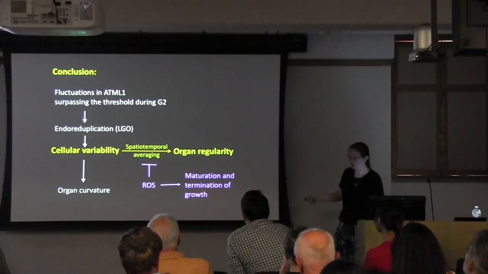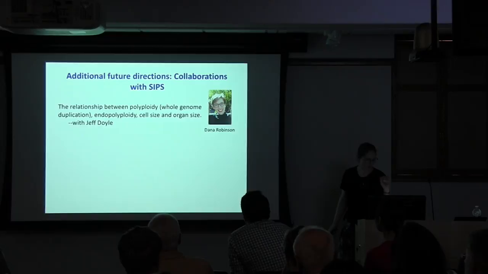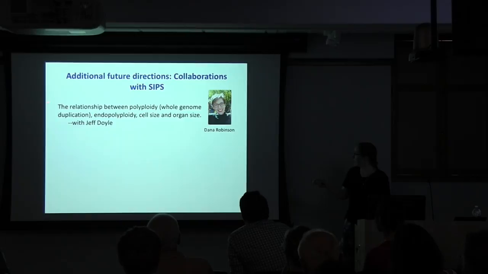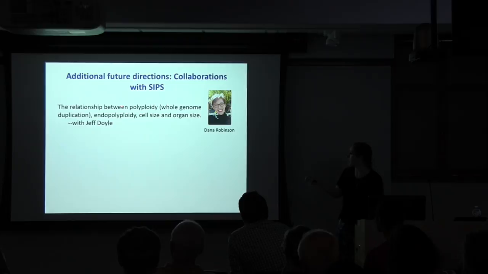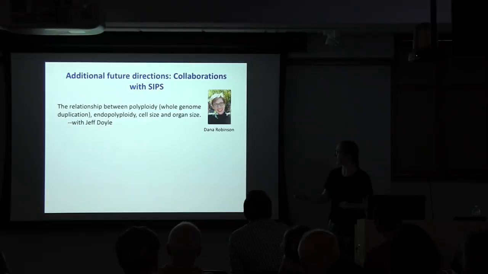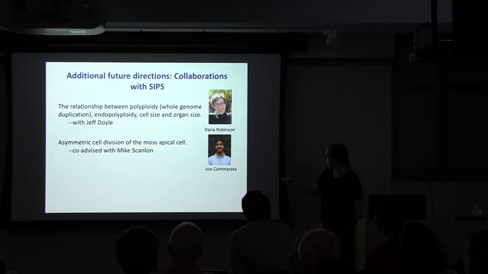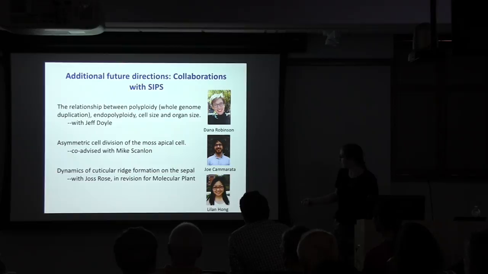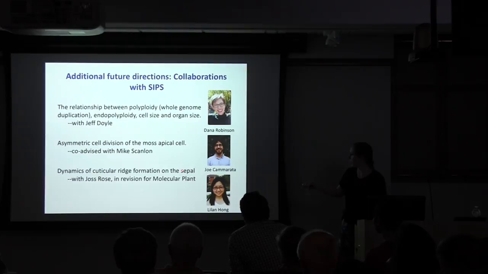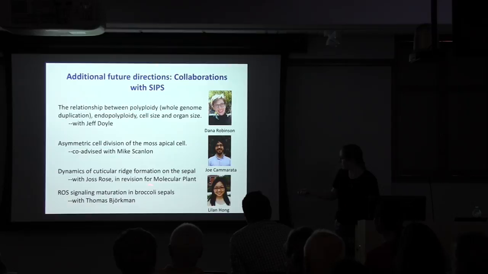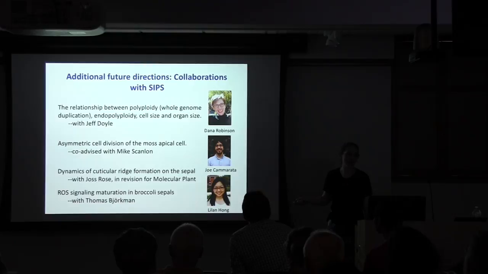I want to mention a few other collaborations going on with SIPs in future directions. And so Dana's also looking at the relationship between polyploidy with whole genome duplication and endopolyploidy and how that relates to cell size and organ size. And that's really an extension of our work in a new direction. And that's in collaboration with Jeff Doyle. And Joe is a joint graduate student with Mike Scanlon, and he's looking at asymmetric division in the MOS apical cell. And Leland's been collaborating with members of Joss Rose's lab, looking at the dynamics of cuticle ridge formation on the sepal, and there's a paper in revision for Molecular Plant. And Leland's also worked with Thomas Bjorkman looking at ROS in broccoli, and it looks very much like Arabidopsis. It's accumulating the same way in the sepals.